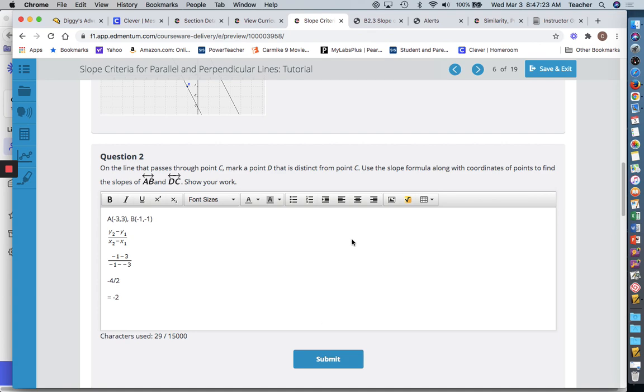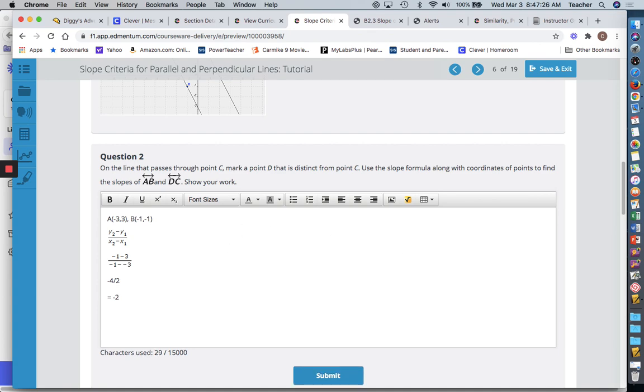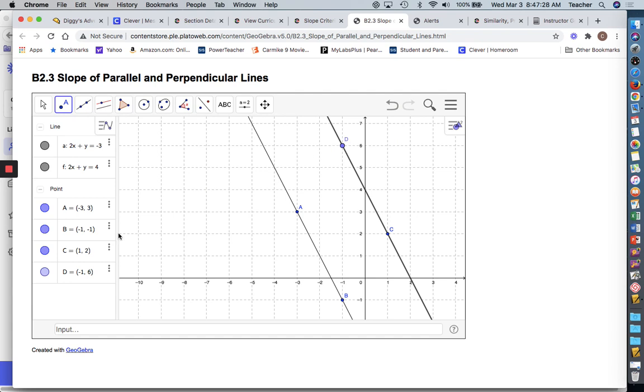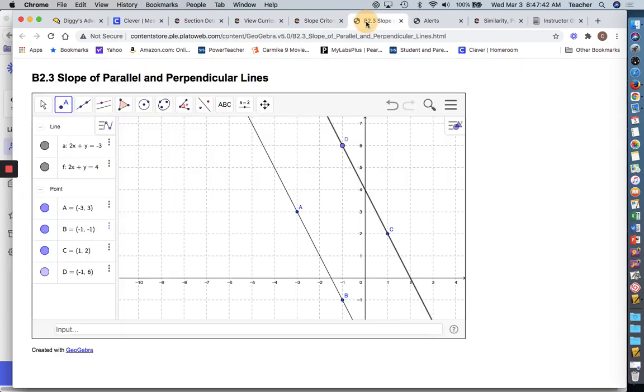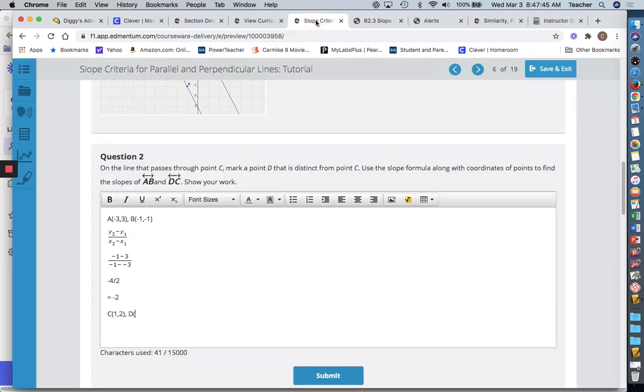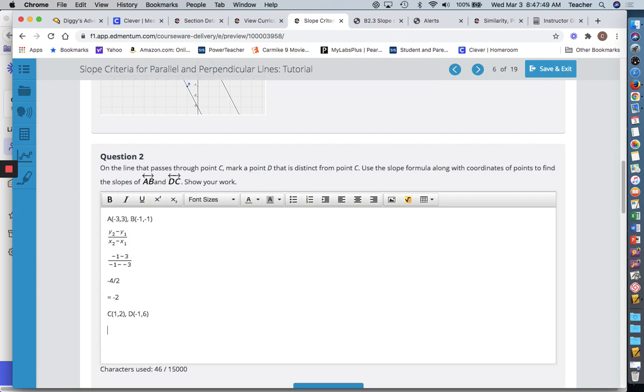All right, now I've got to do DC. Here are my ordered pairs. I don't care which order you do them in, it doesn't really matter. So let's see, C is 1, 2. D is -1, 6. All right, same formula. So we're going to have 6 minus 2 on top, and on the bottom, negative 1 minus 1.